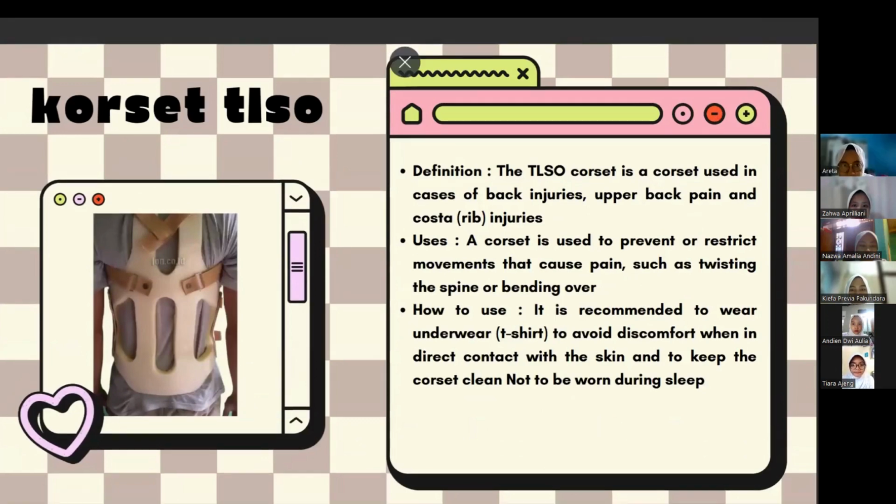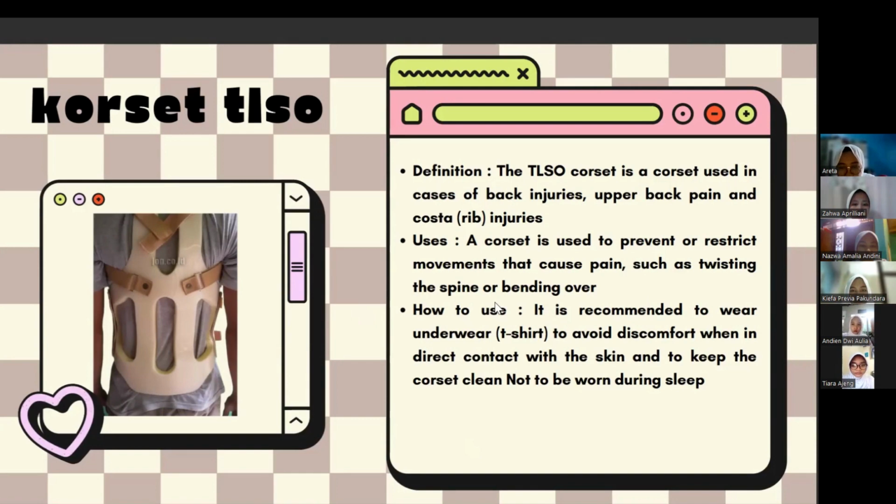Thank you, Viola. First, this is the corset LSO. Definition: the LSO corset is a corset used in cases of back injury, lower back pain, and costal hip injuries. Uses: a corset is used to prevent or restrict movement that causes pain, such as twisting the spine or bending over.